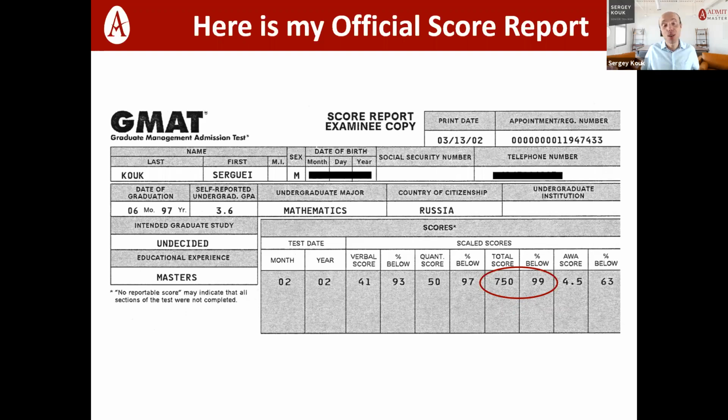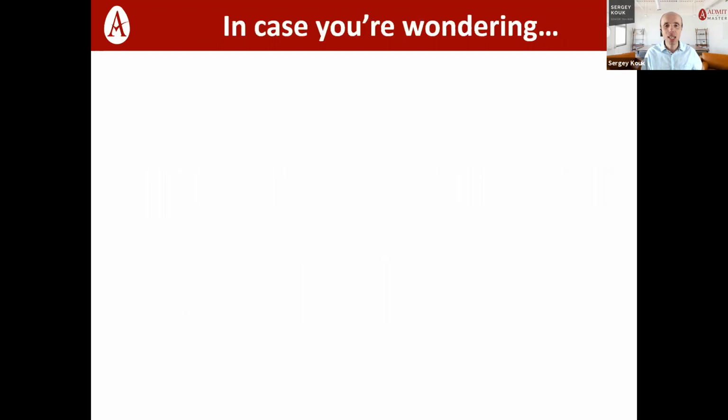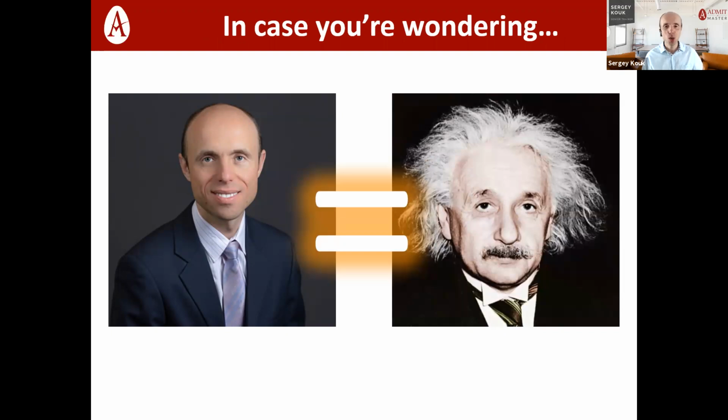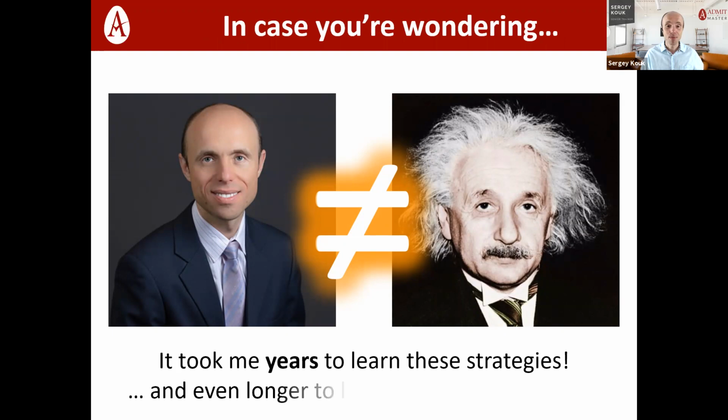But many people come to me and say, Sergey, you're some sort of a genius. You've done 750 in 2 weeks. My response is, absolutely not. It took me years to learn these strategies. Now that I've been a GMAT instructor for 12 years, I'm still learning. It took me even longer to learn how to teach these strategies to other people. I work with amazing people. Some of our instructors have been GMAT instructors for over 20 years, and I'm still learning from them. It's a skill that I can develop. That's why sometimes when your friend says, I'm going to help you with the GMAT, you should really check their qualifications, because I've been doing this for 12 years and I feel like I'm still learning.